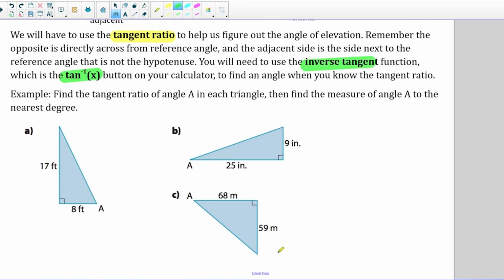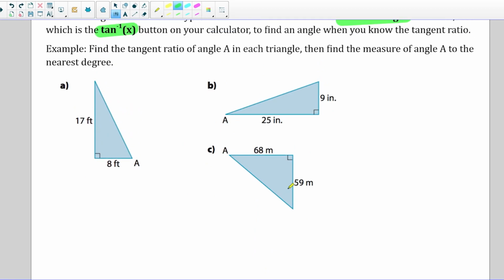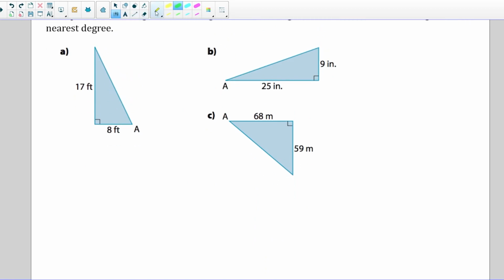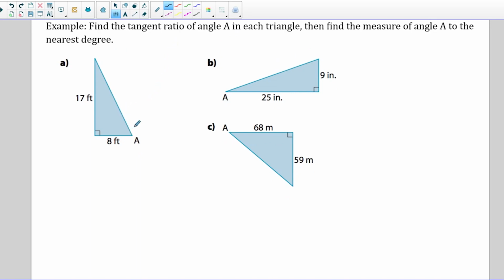So a quick little recap here of using the tangent ratio. We are going to, first of all, label our sides. We know our reference angle is angle A. So we know that's angle A, which means that this will be my opposite side and this is my adjacent side. So I have tangent of angle A is equal to the opposite side over the adjacent side. So tangent of A is equal to 17 over 8. I'm just plugging in the numbers that I know.